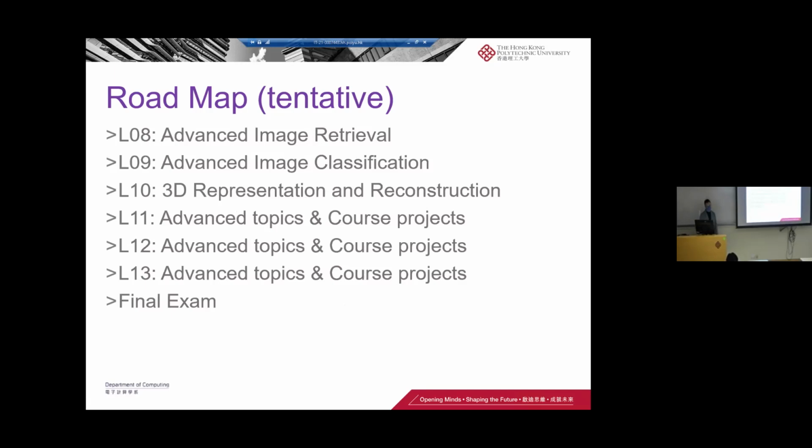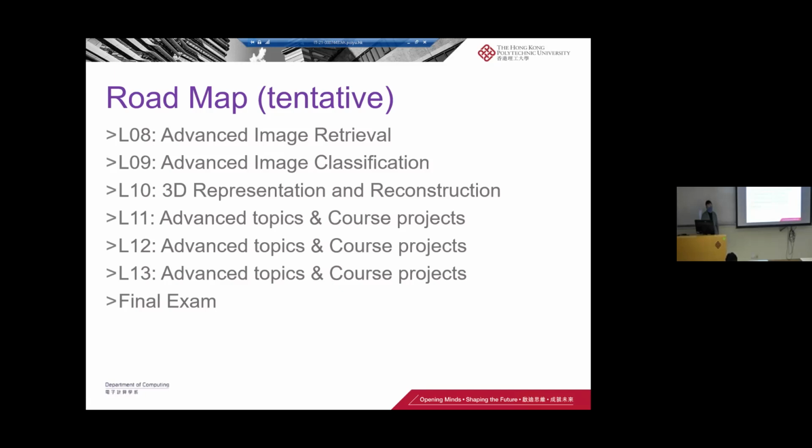In lecture 8, because we have introduced deep learning and the image retrieval task, which has a lot of things related to deep learning, we're going to introduce more advanced image retrieval methods there. And later we update our understanding of image classification as well, because besides recognizing the object from the image, there are a lot of things related there. Then in lecture 10, we're going to learn 3D representation and reconstruction, as the example shown earlier. I will introduce methods about that.